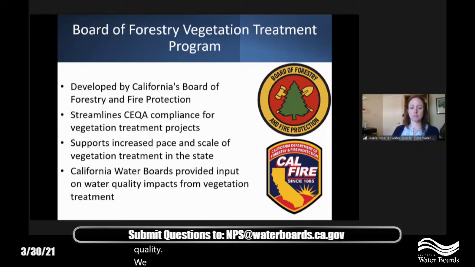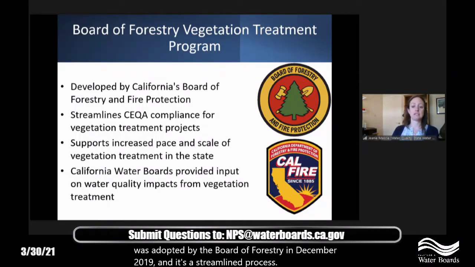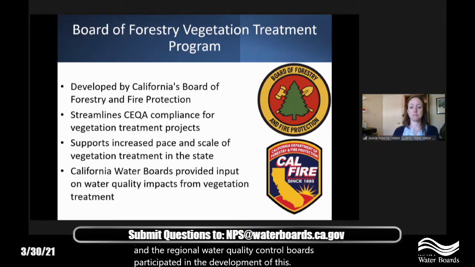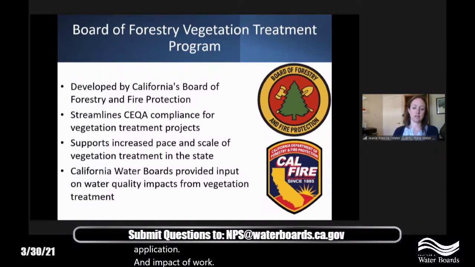The programmatic environmental impact report was adopted by the Board of Forestry in December 2019, and it's a streamlined process for people and agencies to comply with the California Environmental Quality Act, or CEQA, when they conduct vegetation treatment activities on lands under state responsibility. The programmatic environmental impact report guides project proponents through all the steps necessary to comply with CEQA for certain types of vegetation treatment projects. And the water boards, the state water board and the regional water quality control boards participated in the development of this program and provided input to the Board of Forestry on the potential water quality impacts from vegetation treatment, such as impacts from herbicide application and impact of work within sensitive areas.